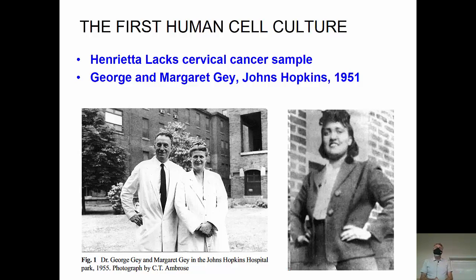And the first cell culture that was established, they tried a number of different samples from different cancers, as we were talking about earlier, but most of them wouldn't grow. And this lady, Henrietta Lacks, she had a particularly aggressive cervical cancer. And so a sample from this was taken, and it turned out that this was the missing piece. And this grew as an immortalized cell line.